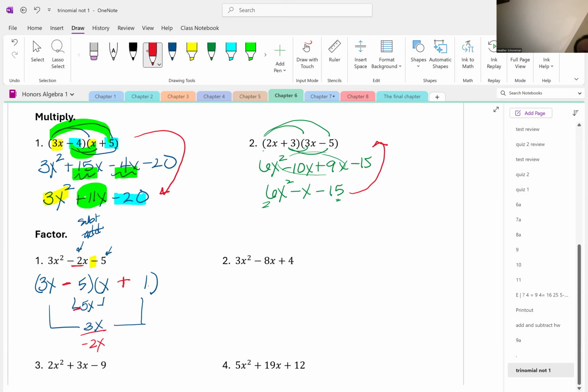These add to negative 2x in the middle, which is what I want. So it checks out. So this is my final answer. Okay, let's try it again on this one.